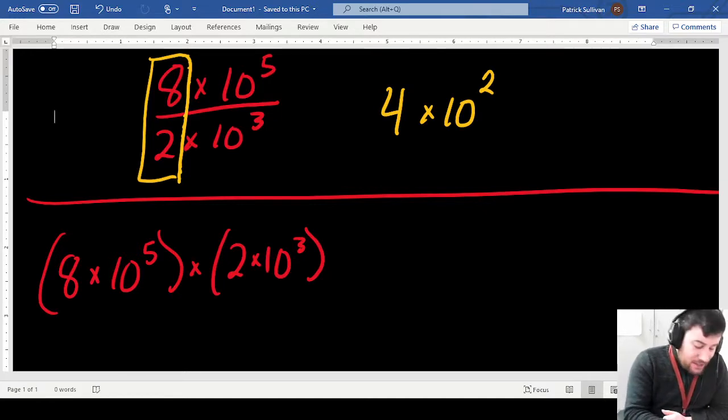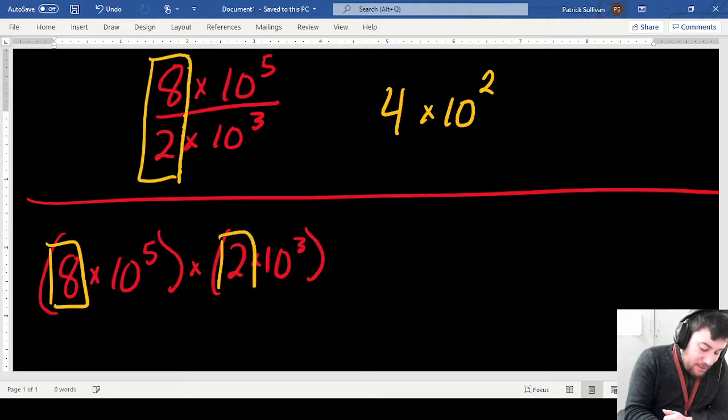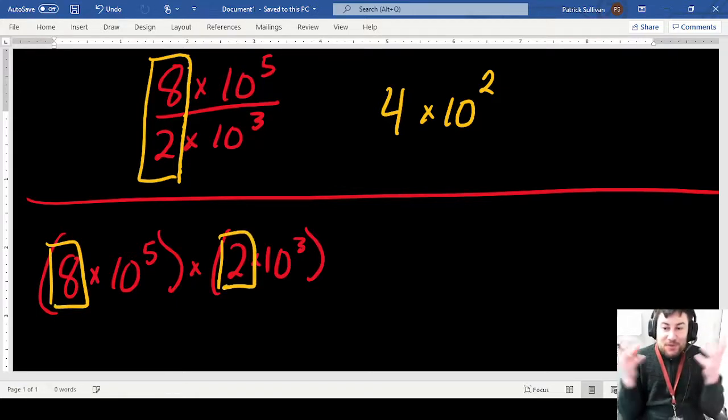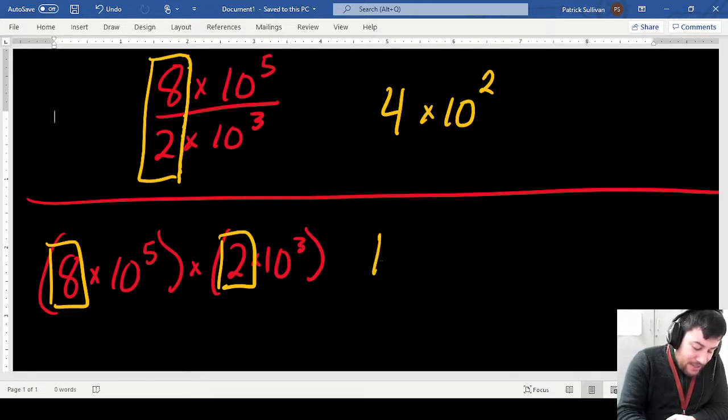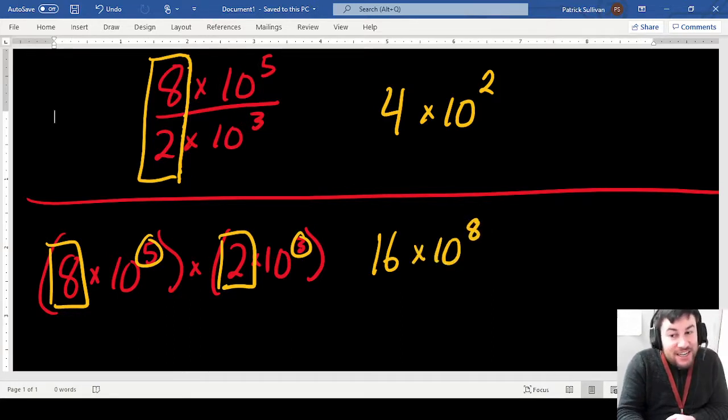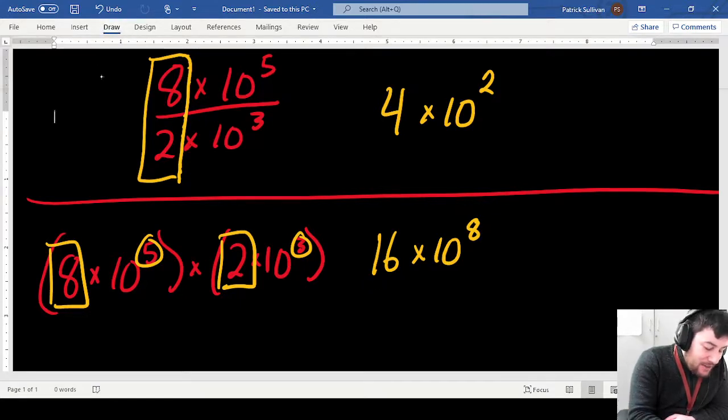In multiplication, again, you take your lead numbers, and when you're multiplying, you multiply the 8 times 2 to get 16, and then we add our exponents. So times 10, in this case, times 10 to the eighth. Now be careful. This is not in scientific notation. This number right here, 16, that lead value is greater than 10. So I'm going to need to convert that to scientific notation.